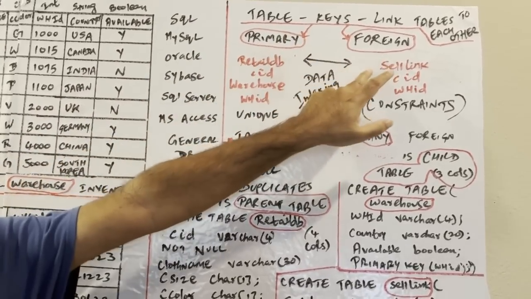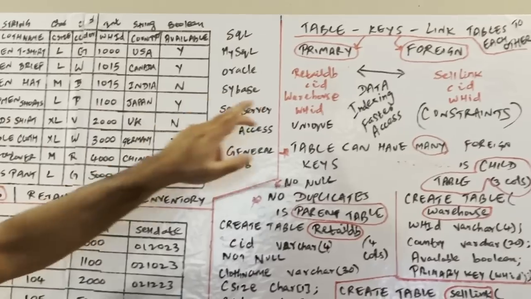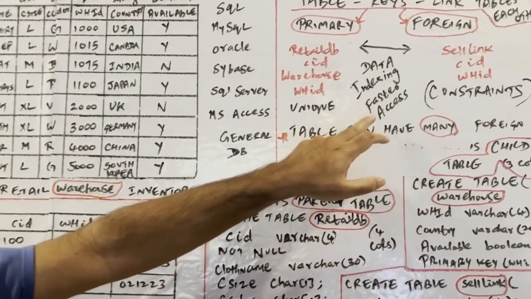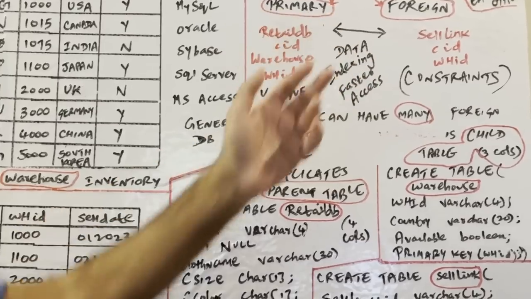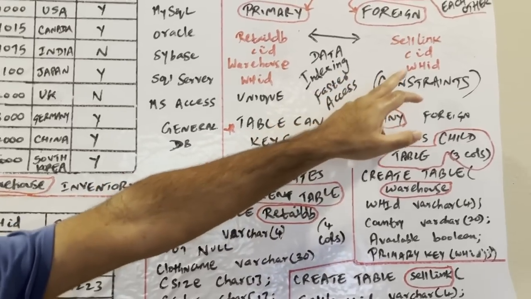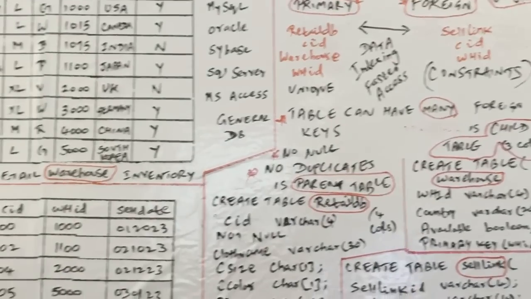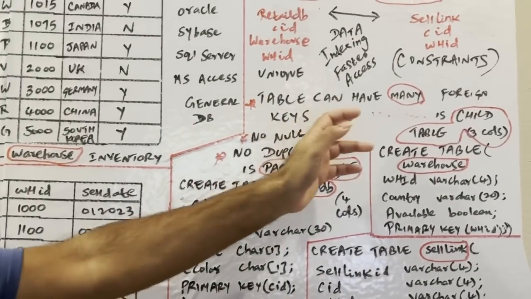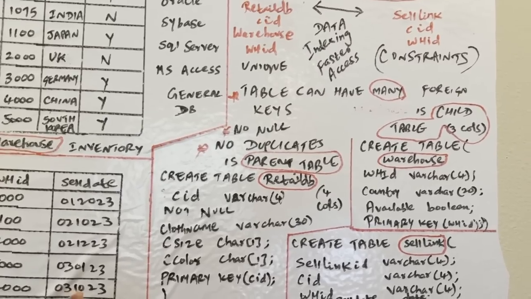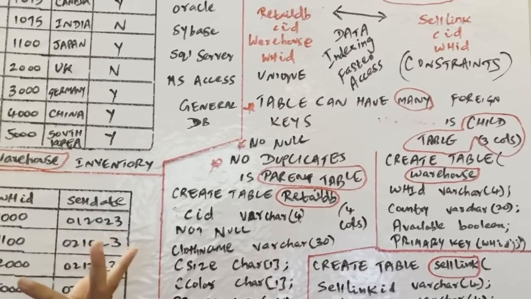There are 2 types of keys: primary key and foreign key. In primary key, in retail DB, CID is the primary key; for warehouse, WHID. Data is indexed for faster access, and we call these the constraints. Constraints of the table are the primary keys. In sell link we have CID, WHID, 2 IDs, actually 3 IDs here. It has its own ID. A table can have many foreign keys. What is a foreign key? A foreign key is used to link 2 or more tables.